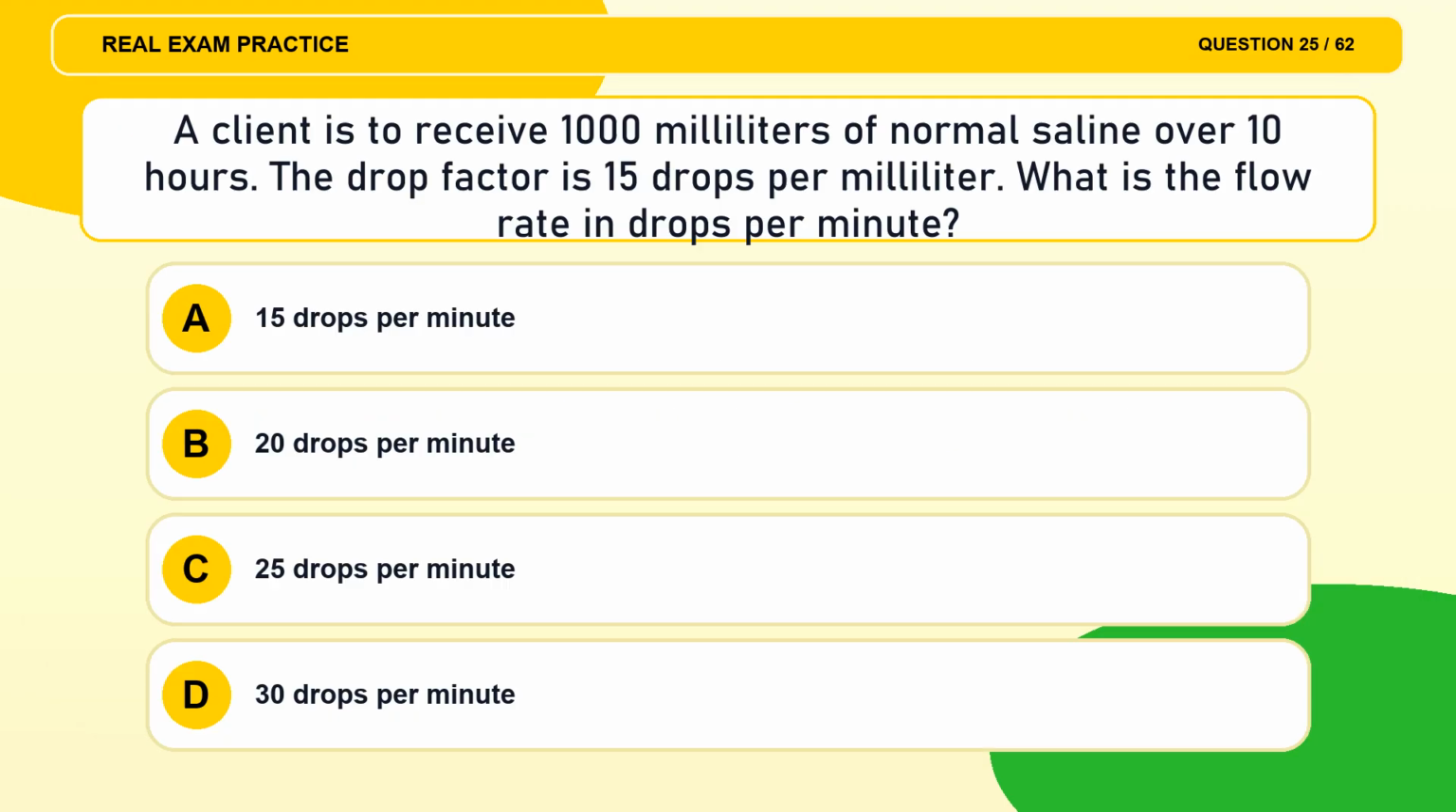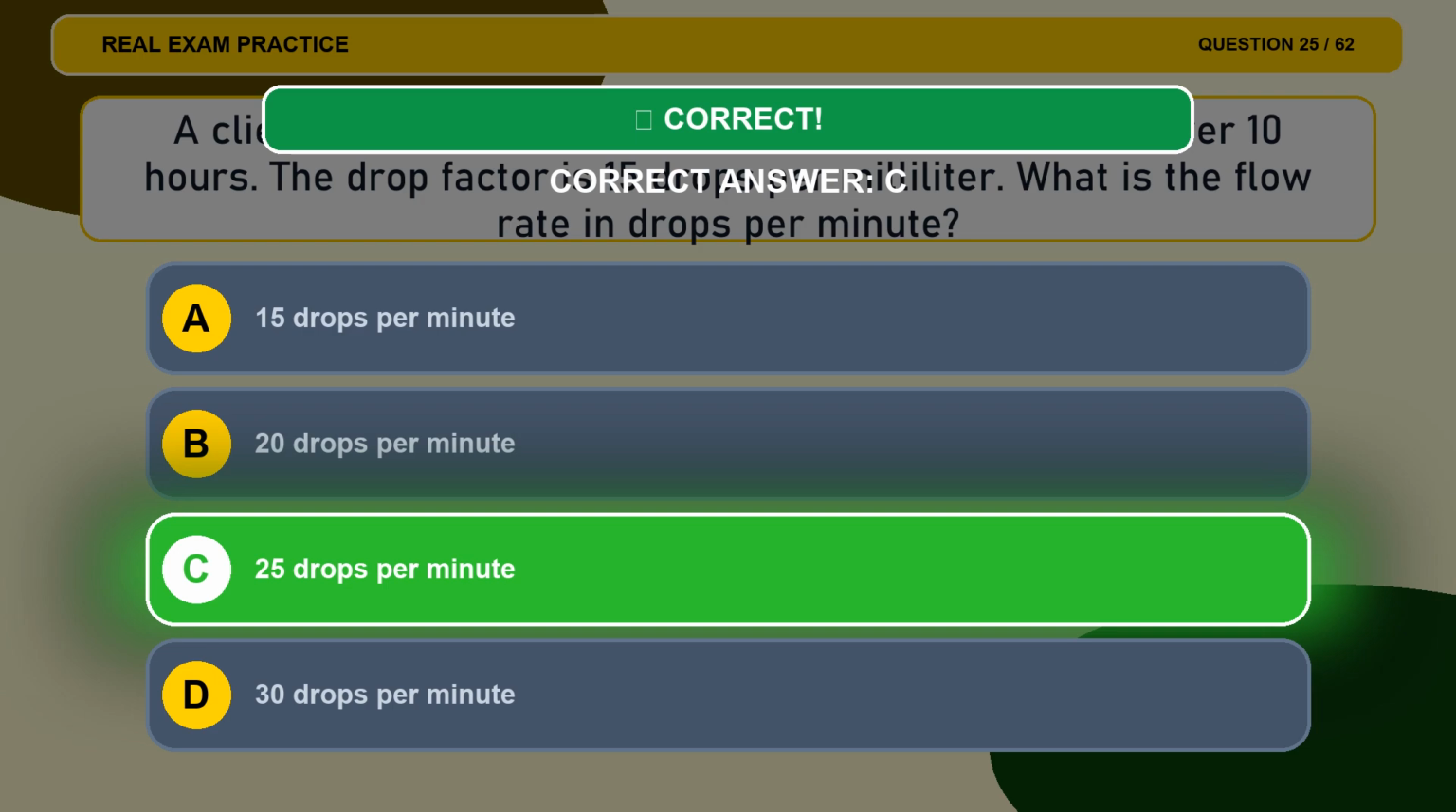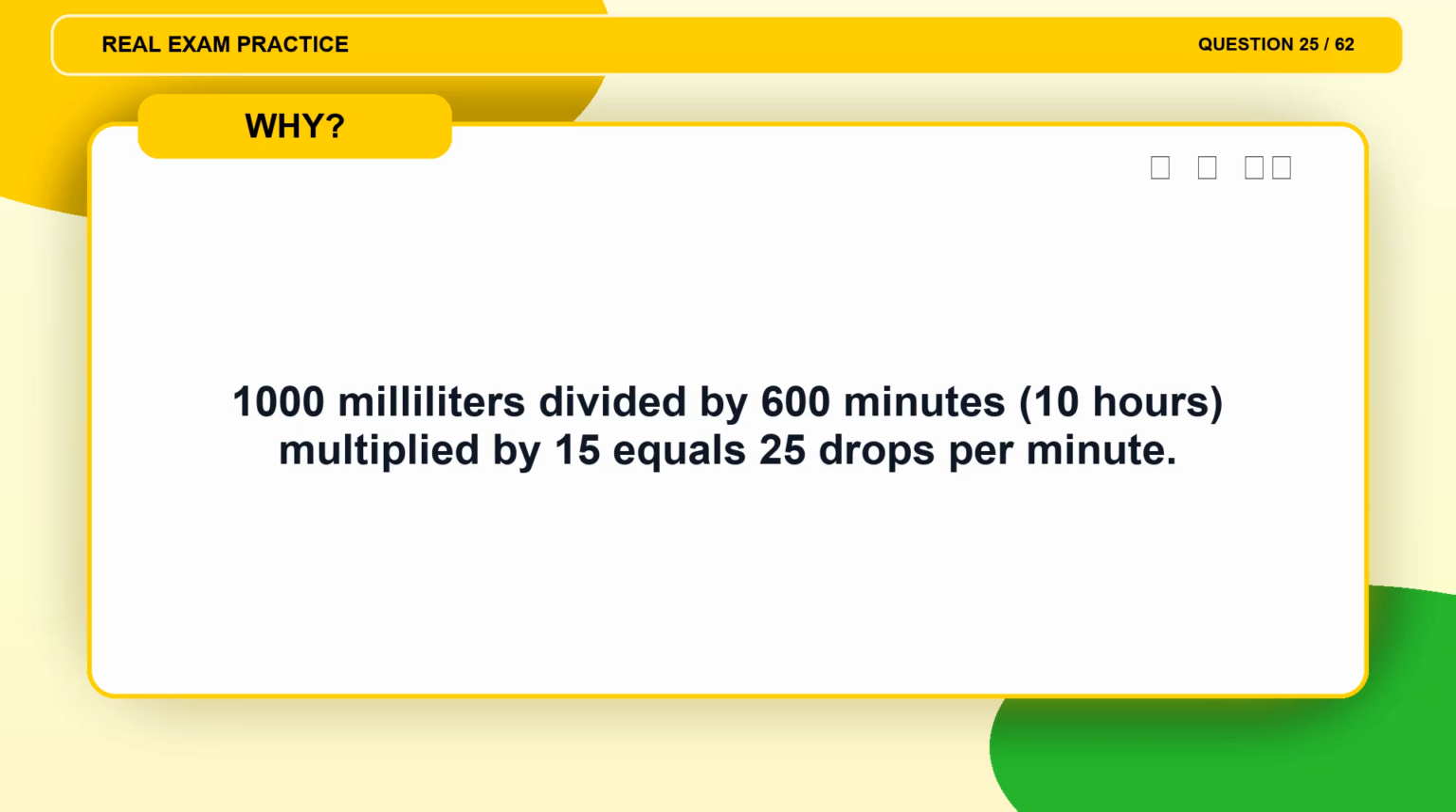Question 25. A client is to receive 1,000 milliliters of normal saline over 10 hours. The drop factor is 15 drops per milliliter. What is the flow rate in drops per minute? Option A. 15 drops per minute. Option B. 20 drops per minute. Option C. 25 drops per minute. Option D. 30 drops per minute. The correct answer is option C. 25 drops per minute. 1,000 milliliters divided by 600 minutes, 10 hours, multiplied by 15 equals 25 drops per minute.